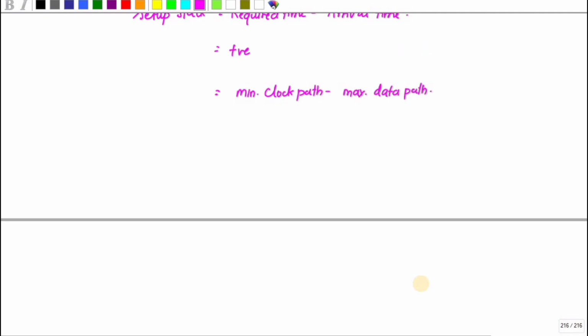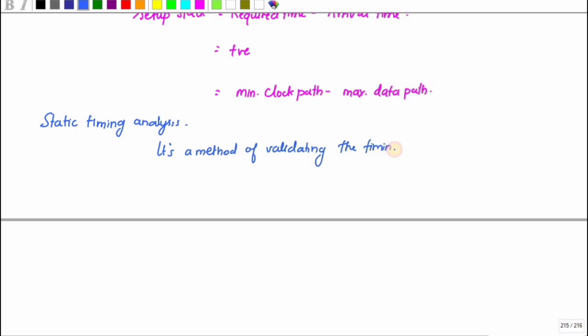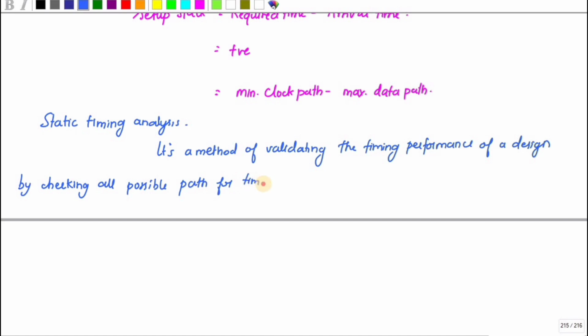So this comes under the topic called static timing analysis. Static timing analysis is a method of validating the timing performance of a design by checking all possible paths for timing violation under worst case condition.